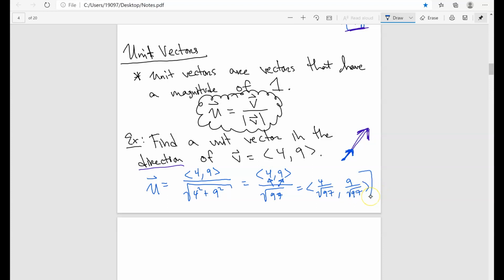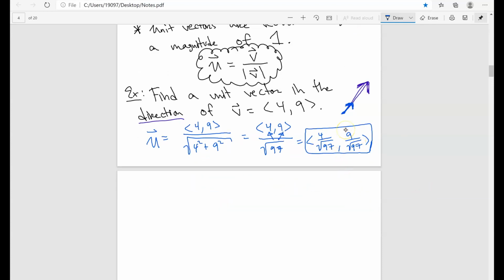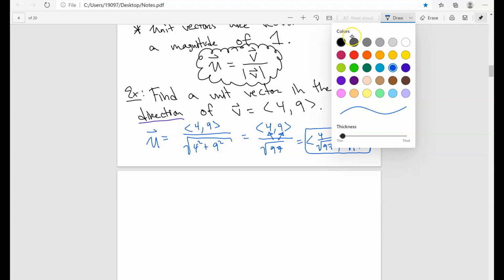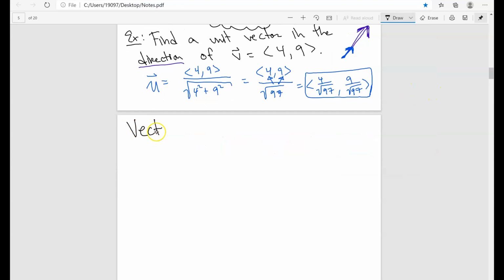One of the things you can do with these vectors is take the magnitude of this, and you'll see that it is going to be size 1. I'll let you guys do that on your own. Okay, so now we're going to do a couple of vector operations. Here we're going to talk about vector operations.